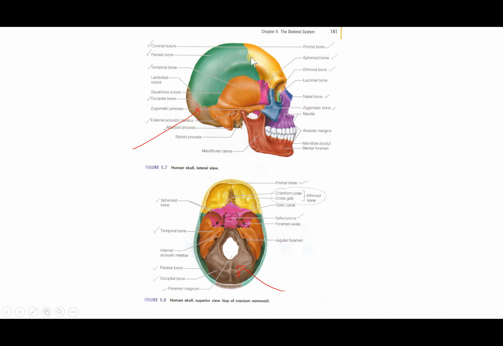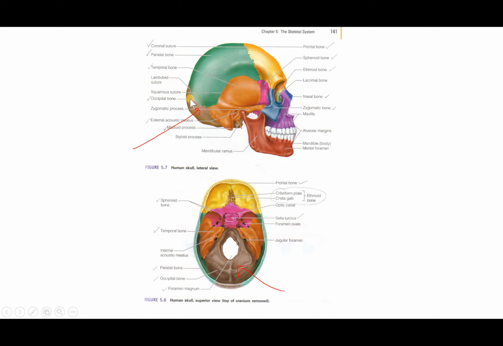All right, these are sutures. That's where one cranial bone meets another cranial bone. So do know your sutures. They are listed in your lab handout. This is the coronal suture. It's found in the coronal plane. It's where the parietal bone and frontal bone come together. This is the squamosal suture, and this is where the parietal bone and the temporal bone come together.